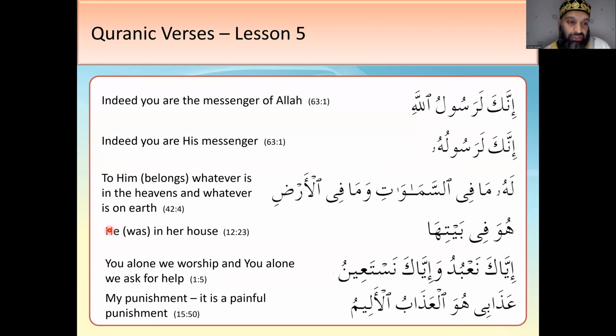Right, yeah, adhabuka means your punishment. So this is a critical lesson, I think, because it connects so many different things. Innaka, lahu ma fi sama, huwa fi baytiha. We should be able to translate this one as well. We say a painful punishment here, not the painful punishment, because that's how it's been translated here.